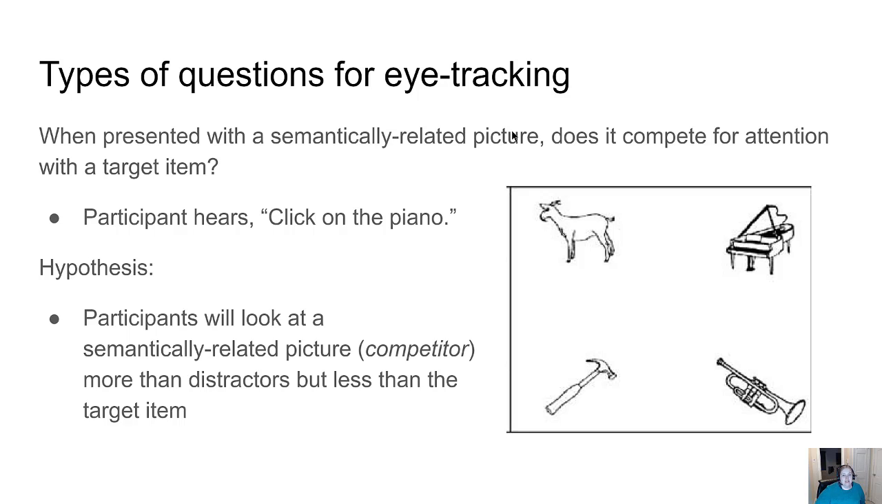So the hypothesis is participants will look at a semantically related picture, aka the competitor, more than the distractors, but less than the target item. You also could say they'll look at the semantically related picture longer, or something like that. Now, as I said, we're going to assume the target is the piano, because I said click on the piano, and our competitor here is the trumpet, okay?